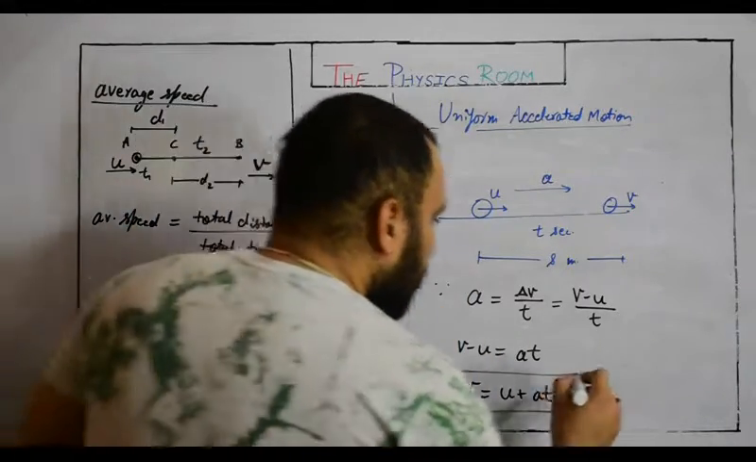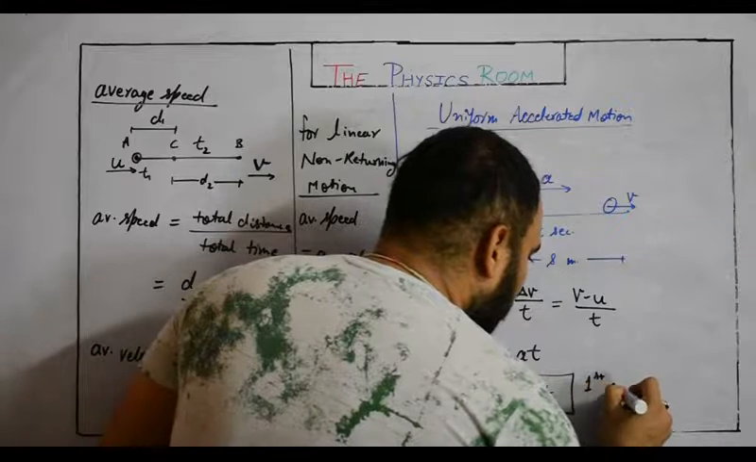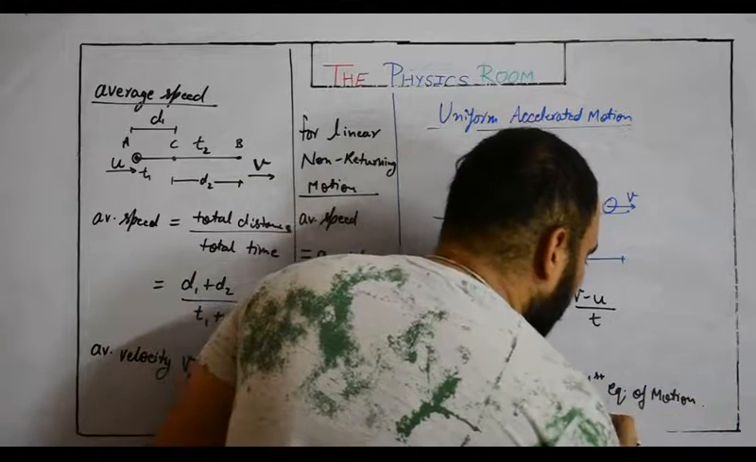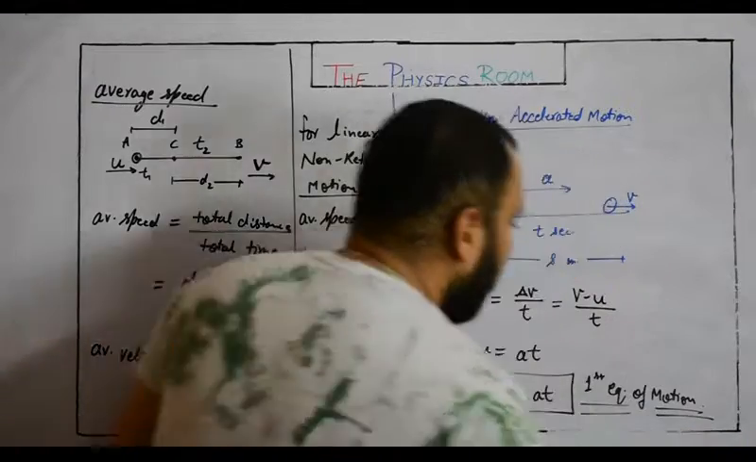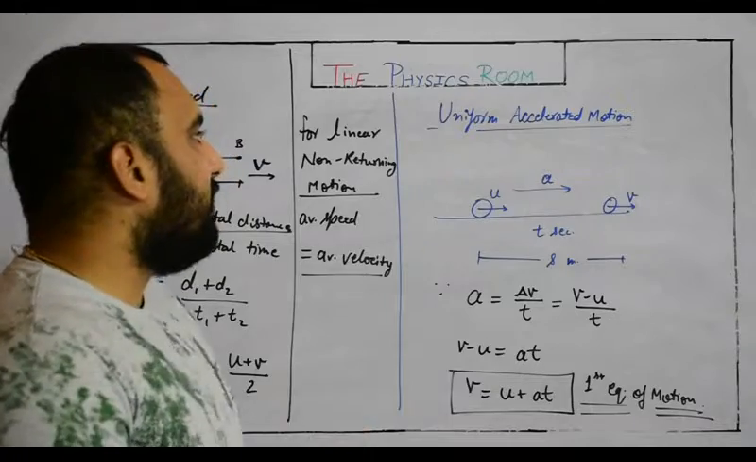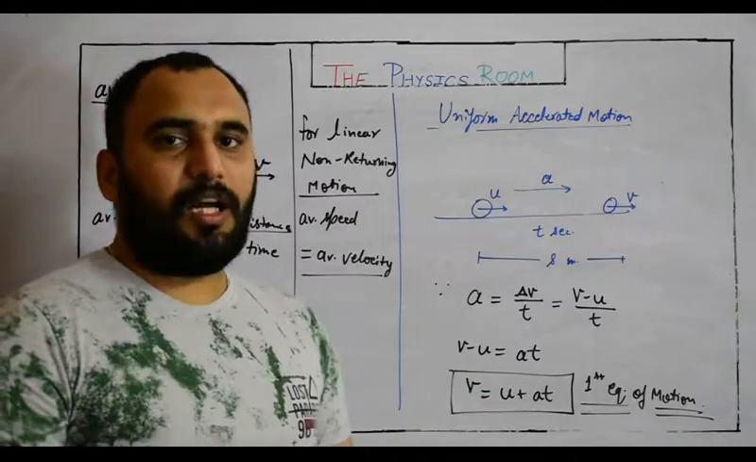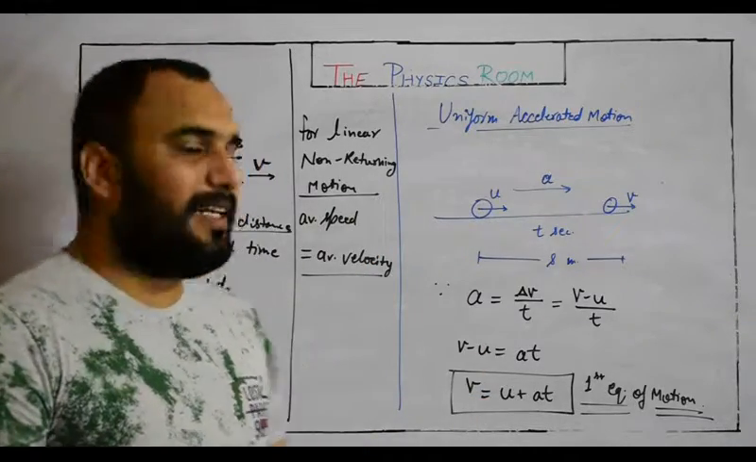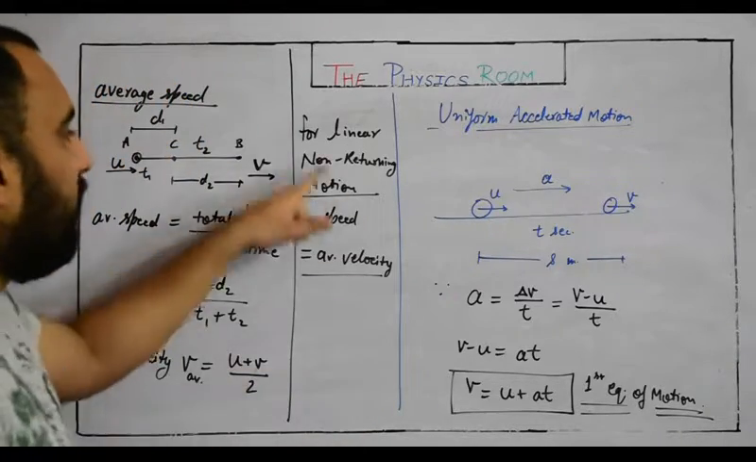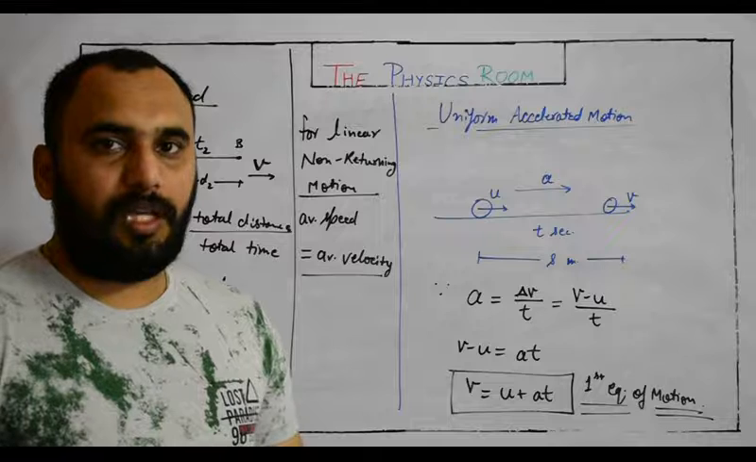So this is the first equation of motion, and we have derived it simply by mathematical techniques, right? We are not using graphs right now. So keep this in your mind. This is the way to derive the first equation of motion. Now let's talk about the second equation of motion. And for the second equation of motion, this relation will be helpful for you. Okay?